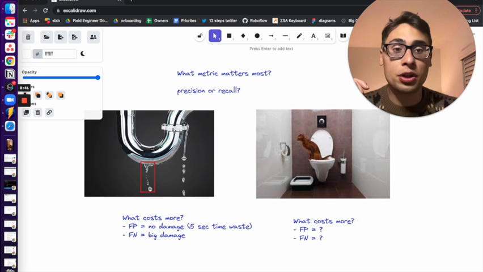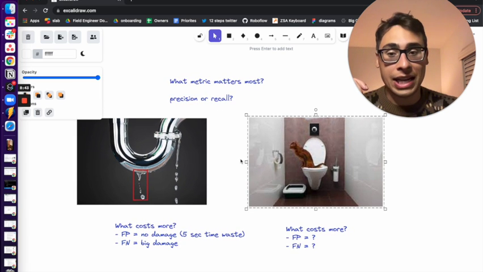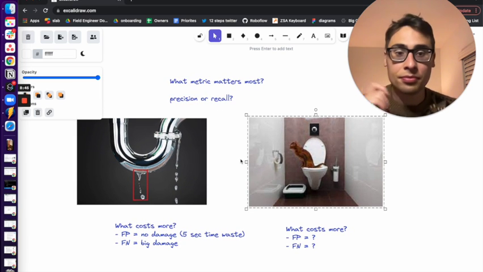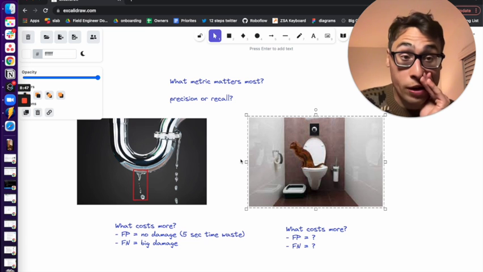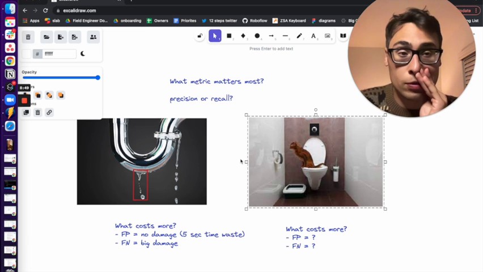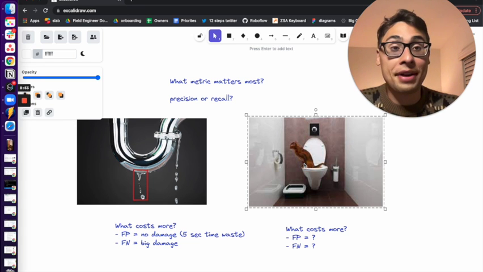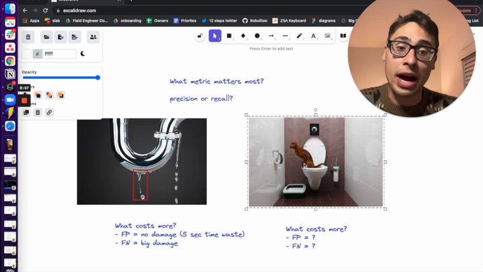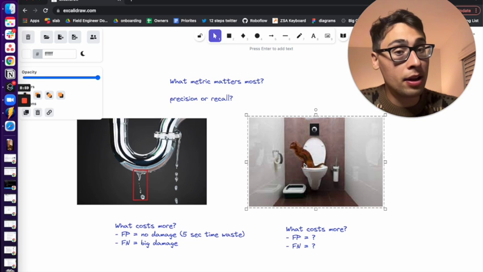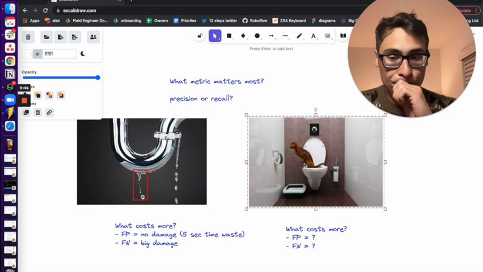So let's instead jump over to the second situation now. And you may have figured this out. It's going to be an inverse, spoiler alert, of the pipe situation. So here we have a cat pooping. What happens if I get a false positive? What happens if I get a false negative? And what are the costs?